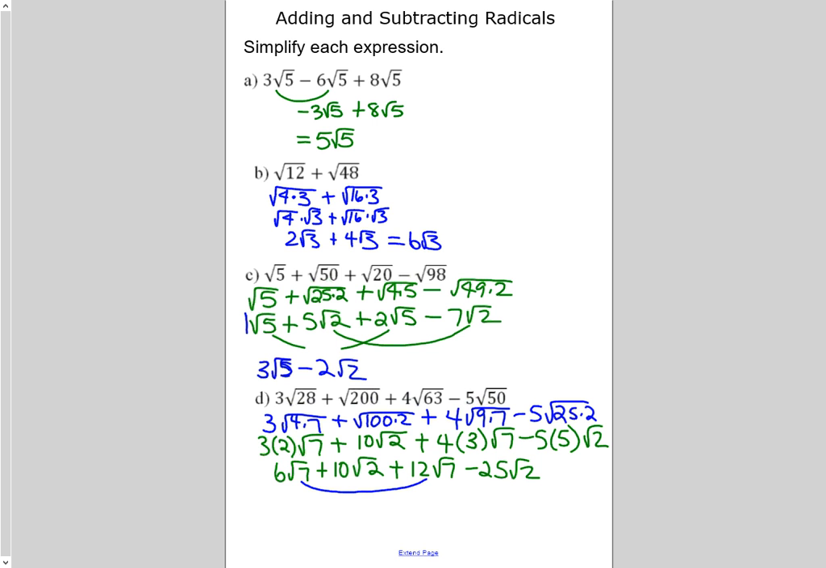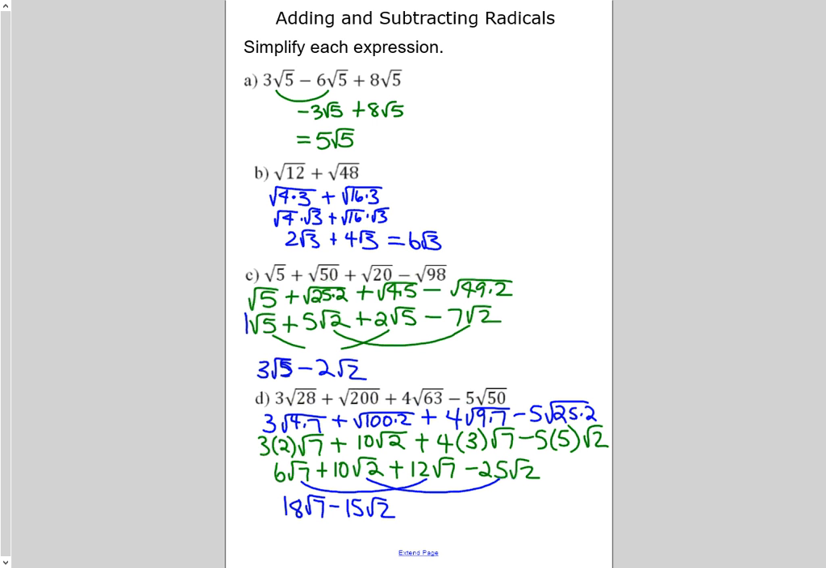Okay, so these are going to go together. And these are going to go together because they have their common radicals. 6 root 7 plus 12 root 7 is going to be 18 root 7. 10 root 2 minus 25 root 2 is going to be negative 15 root 2.